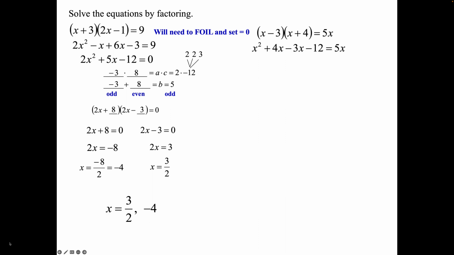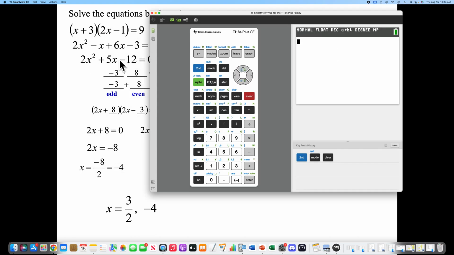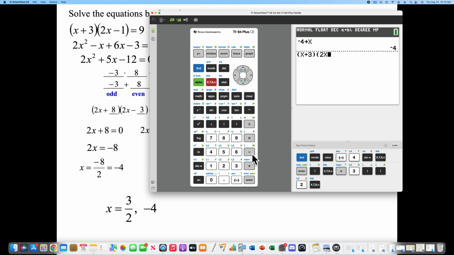Now, to check this one in your calculator, we're not going to use the trinomial, because how do we know if we didn't make our mistake when FOILing? We have to use the original. So I'm going to store negative 4 in for x. So negative 4, store x, enter. And now type in the left-hand side. Left parentheses, x plus 3, close the parentheses, left parentheses, 2x minus 1. Now, this is supposed to equal 9 when my x is a negative 4. I hit enter, there's my 9.